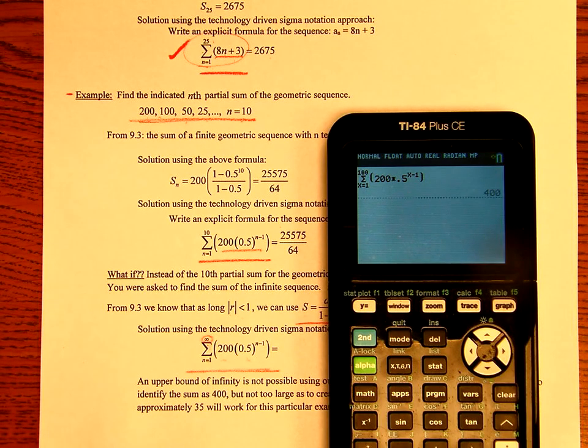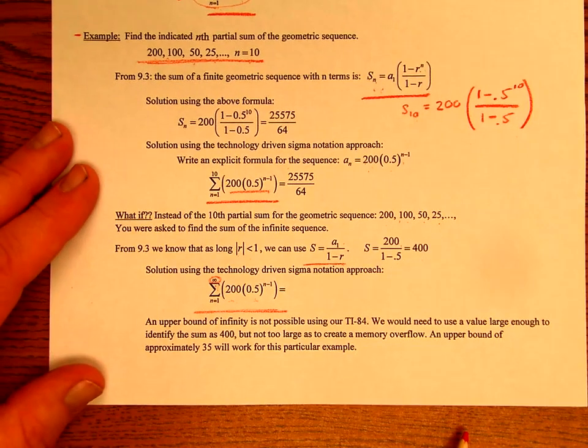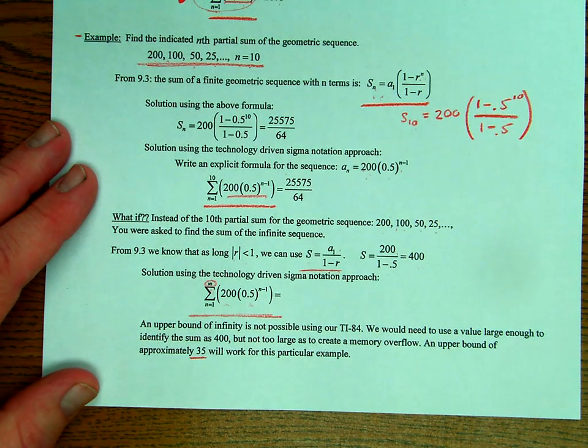So the 100 actually gave us 400. So 100, not that big of a number. It's not like we had to put in 10,000. The calculator didn't take that long to spit it back. It was pretty quick about it. And it turns out that a number as low as 35 will actually round to 400.